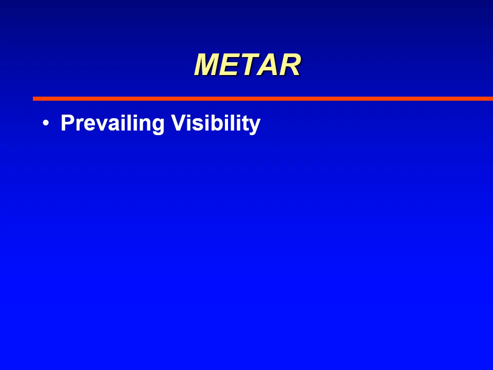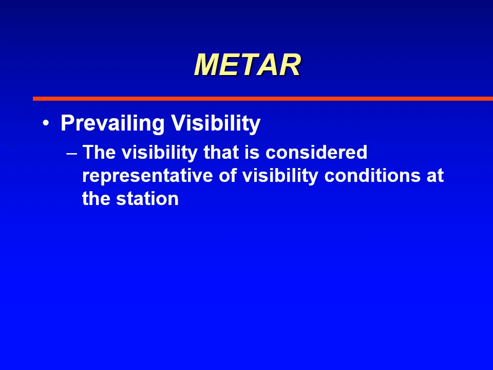Believe it or not, there are two definitions. The first definition is it's the visibility that is considered representative of visibility conditions at the station. That seems pretty redundant, but what they mean by that is basically what the weather machine is reporting at the airport. Believe it or not, weather machines haven't been around for but maybe only about 20 years.